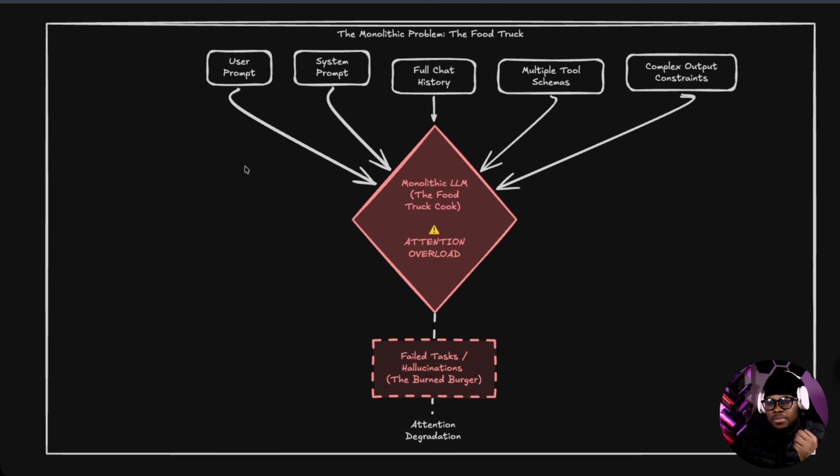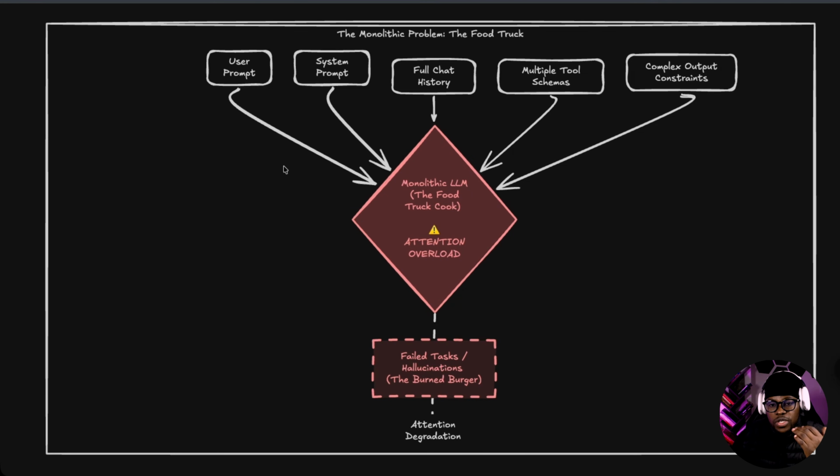So why exactly do monolithic food truck AI models break down? It all comes down to computational attention. You see, the model only has a finite amount of attention heads that can go around. For example, if you try to feed an LLM with a mega prompt, like in this situation you see here, where we feed in the user prompt, the system prompt, the full chat history, multiple tool schemas, and complex output instructions all at once to the model, what eventually happens is the core attention mechanism of the model becomes completely diluted. And when this happens, this leads to something called the dreaded lost in the middle syndrome.